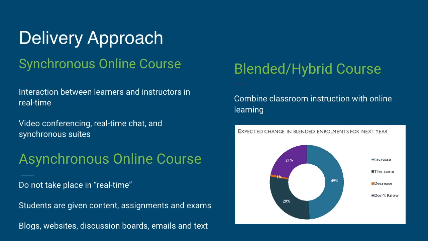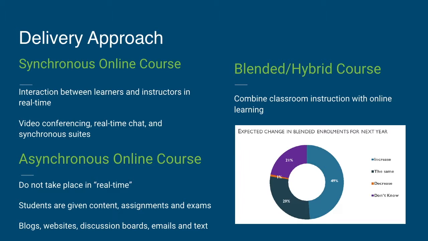Asynchronous online courses require no class meeting time as they do not take place in real time. Students are provided with content and assignments and are given a time frame to complete coursework and exams. The technology for interacting include blogs, websites, discussion boards, emails, and texts.